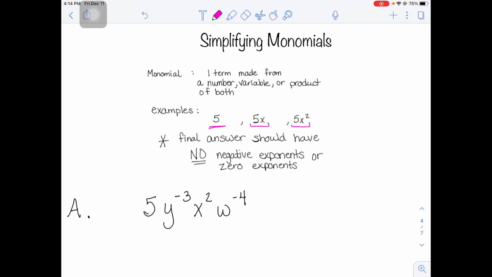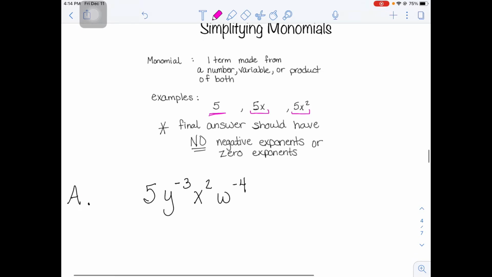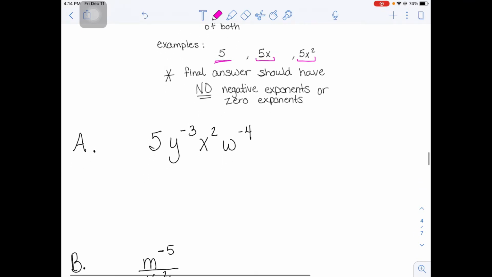Now, we can have monomials that have multiple different variables, but the one thing we have to know, and we'll see more examples, is that we do not ever want our final simplified answer, or equivalent expression, or monomial in this case, to have a negative exponent or zero exponents. We want to simplify those. So let's look at our first example.